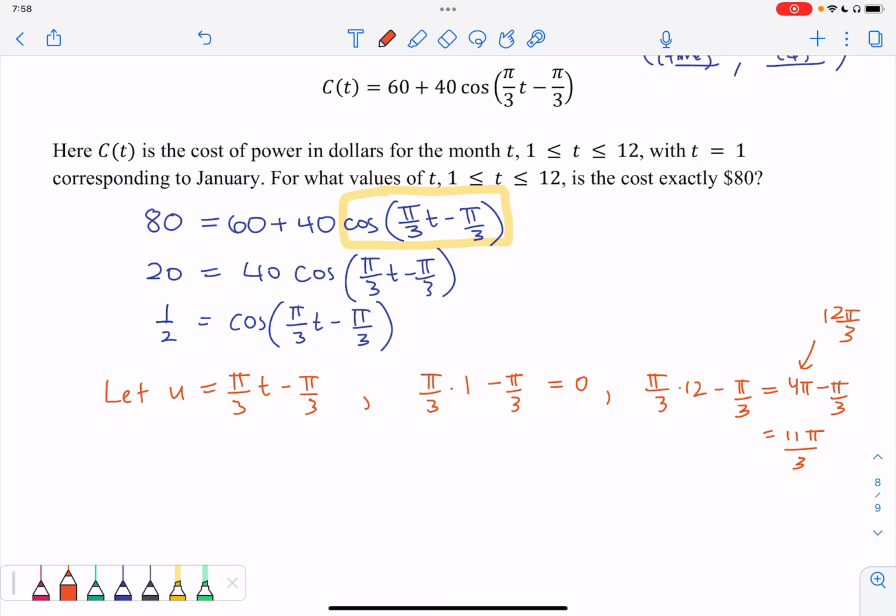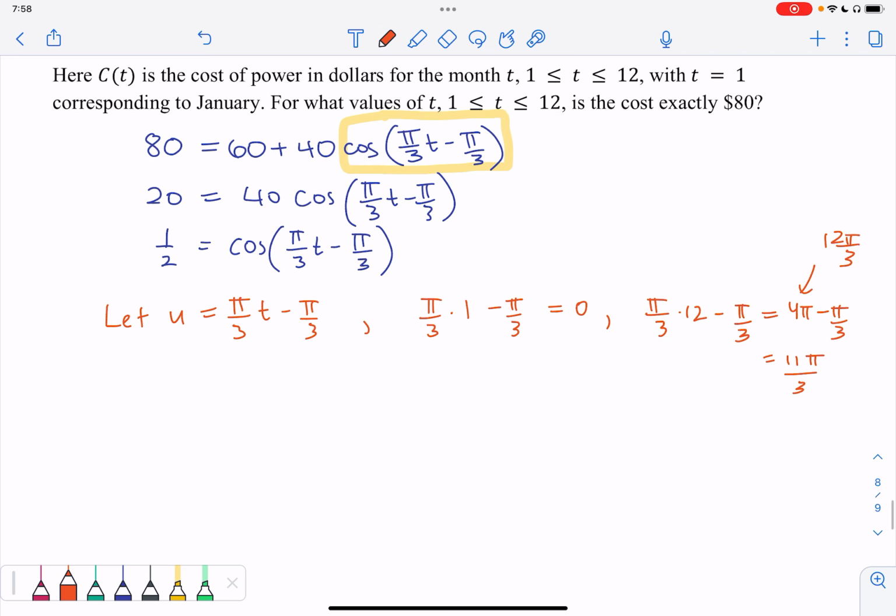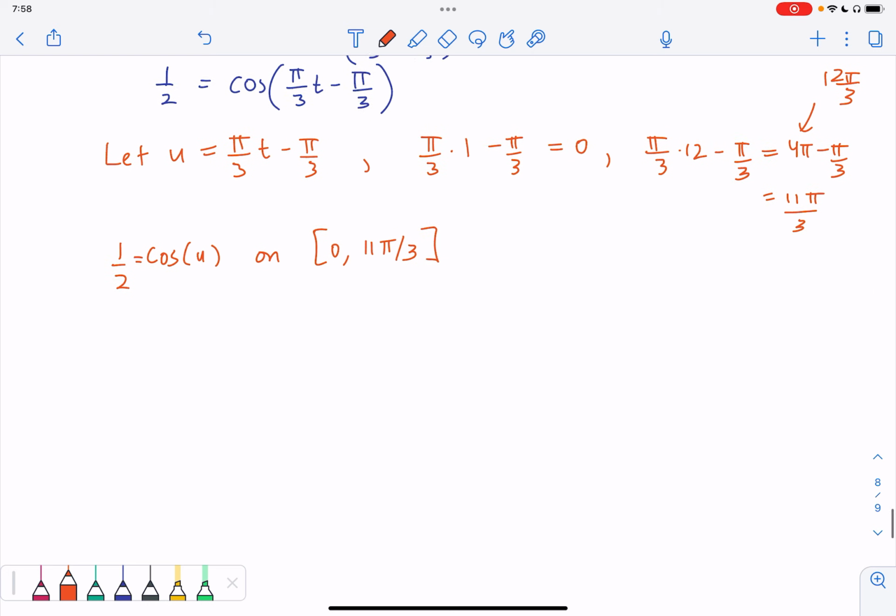Okay, so I'm going to rewrite my equation knowing the substitution that I just did. Now my equation is 1/2 equals cosine of u. And the interval starts at 0 and ends at 11 pi over 3. Okay, so then what I'm going to do is solve this equation.